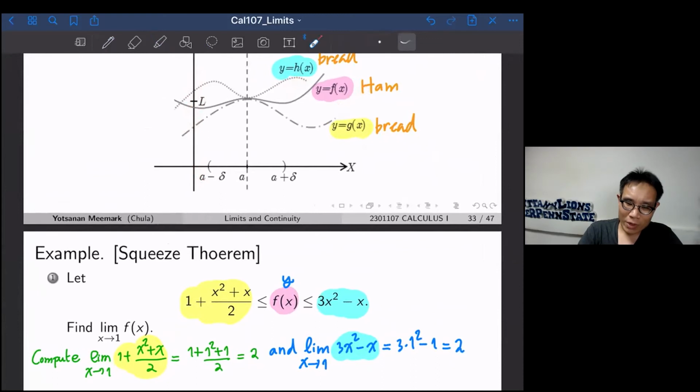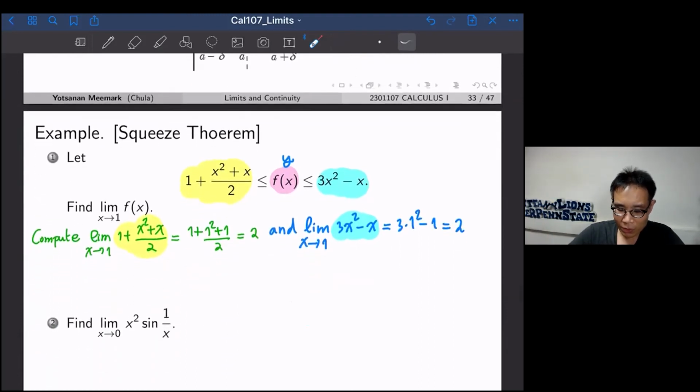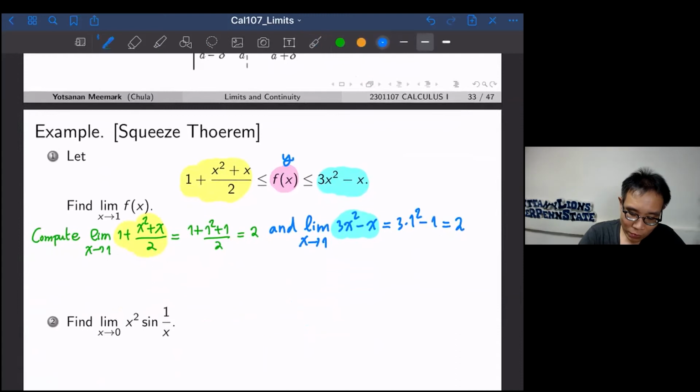Why do I need to emphasize something like this? Because most of you confuse that, hey, this one is left, this one is right, okay? However, when you are doing squeeze theorem, it's not left, right, it's going to be squeeze top, bottom, like this, okay? And you have this equal to 2, and you're going to conclude by squeeze theorem.